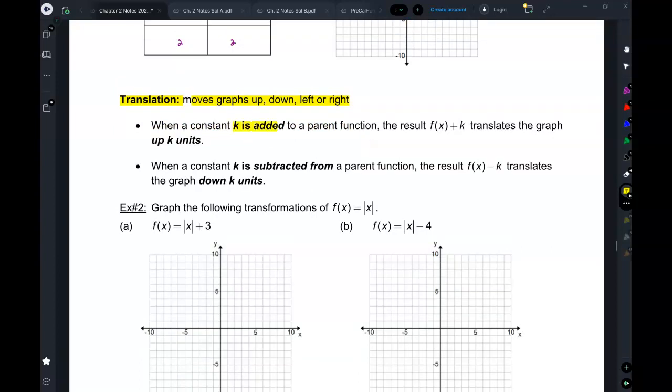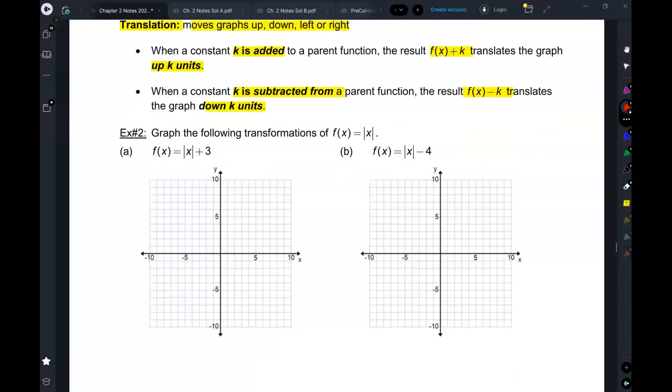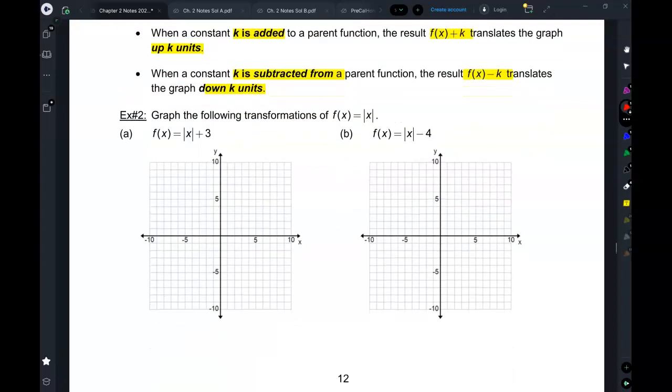When a constant k is added to a parent function and it looks like this, the graph moves up k units. When a constant k is subtracted, like f of x minus k, it moves down k units. All right? So take a look at this. F of x was absolute value of x. I added +3. That will move the graph where? Up 3 points. So remember, our point of interest is that vertex. So instead of it being at the origin like the parent function, now it's just going to have moved up 3 points. 1, 2, 3.